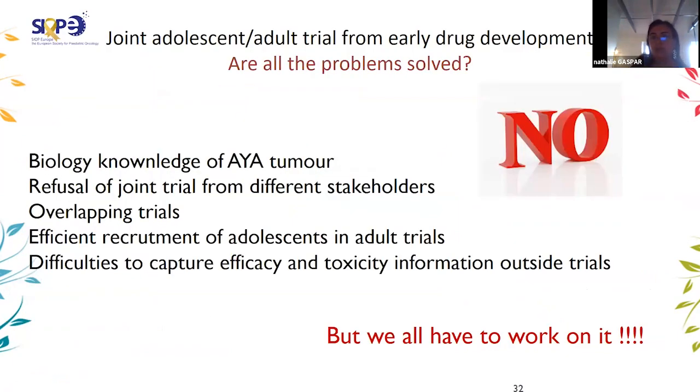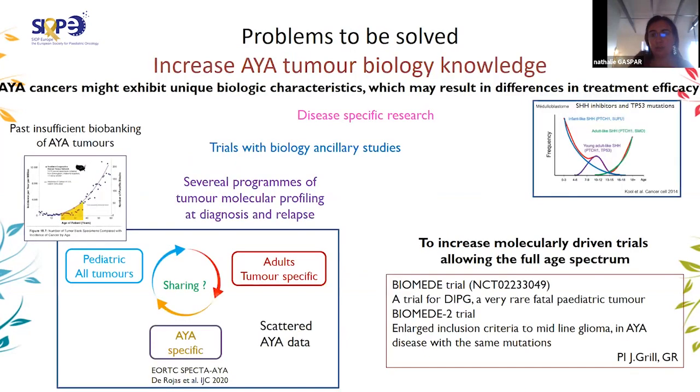We still have refusal of patients to be included in these trials. There are sometimes overlapping trials that can create some confusion, especially for the doctors and for the patients. We still need to improve the recruitment of patients, and we might have some difficulties capturing the toxicity outside the trial, because we still have drugs that are given outside the trial.